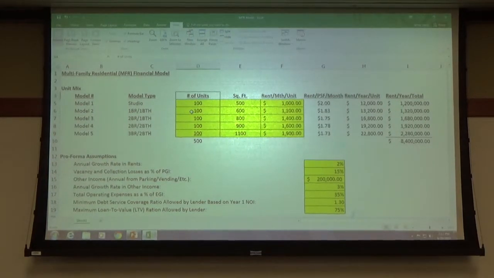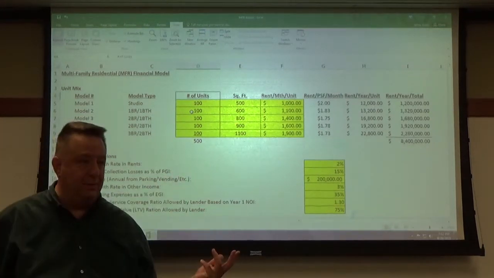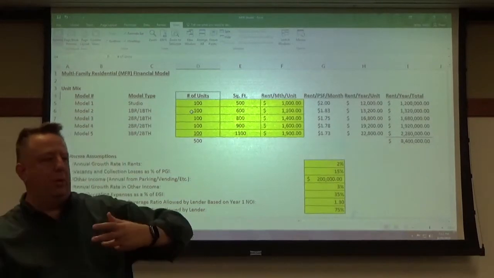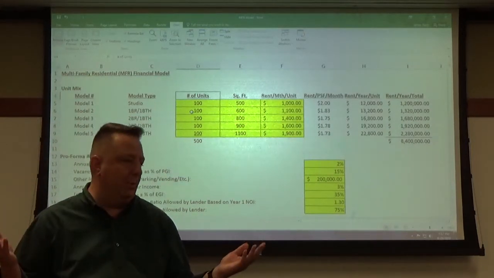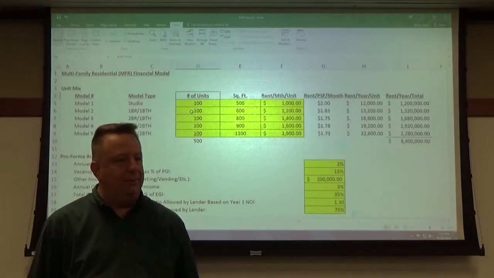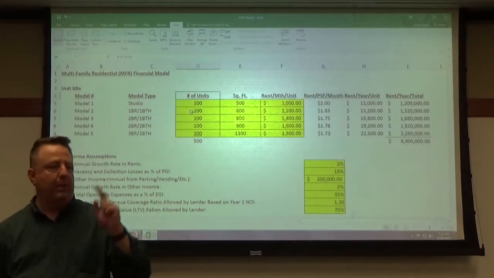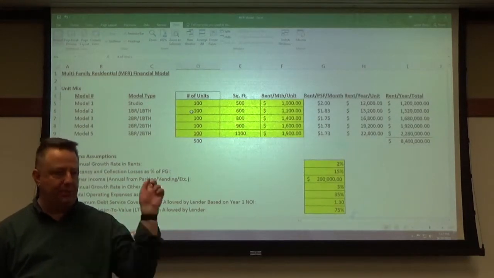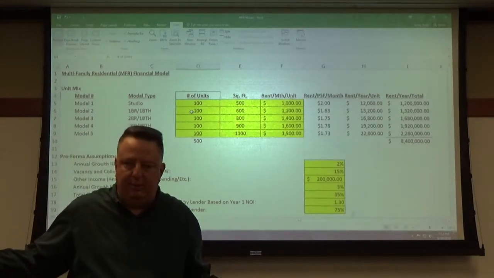You could make the argument there's some cost inherent in just having roommates, the uncomfortableness or inconvenience potentially of having a roommate. It is, but that's really not it. What it really boils down to is you have one kitchen. And the kitchen is pretty much the most expensive piece of the property in residential, along with the bathroom. Bedrooms cost nothing, okay?